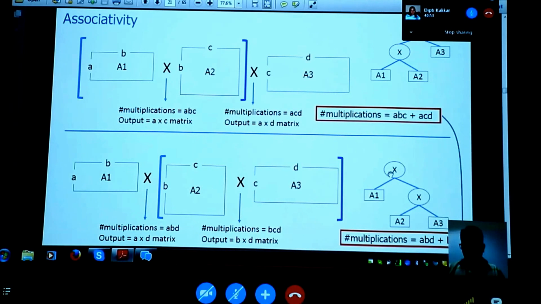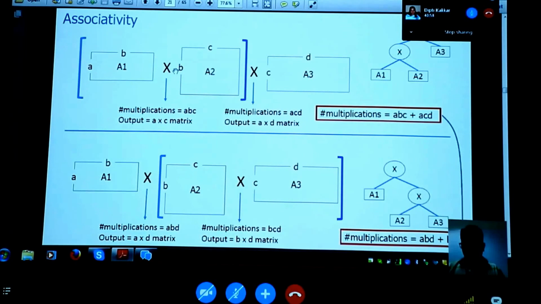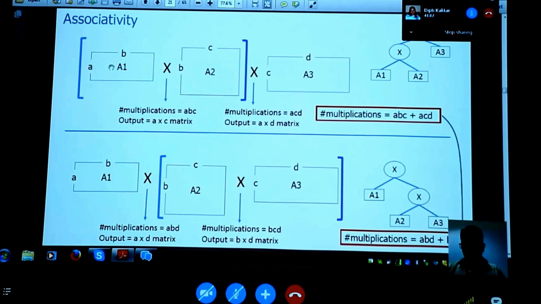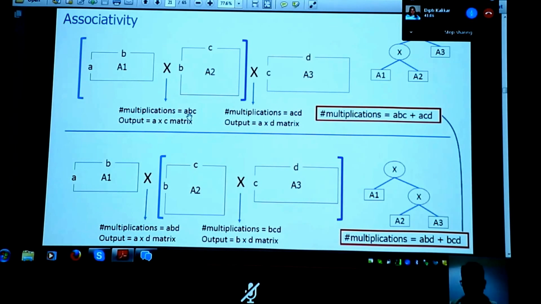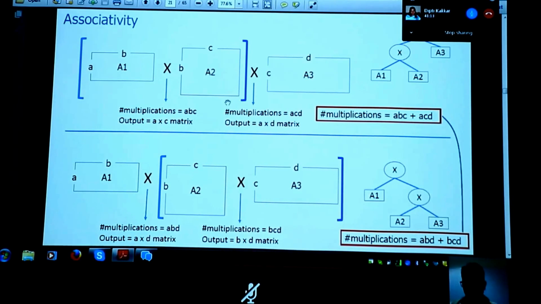Okay, so in this case, you are multiplying A×B by B×C, right? So how many multiplications is this? This one would be A, B, B, C, so that is ABC. That is the number of multiplications, and the output will be an A×C matrix. That is the output.